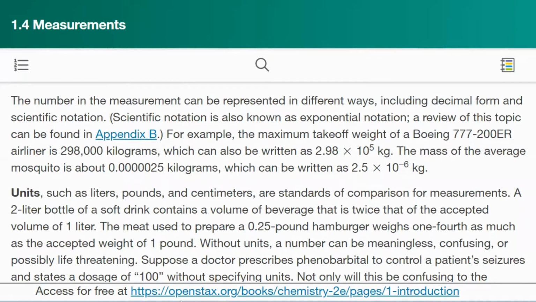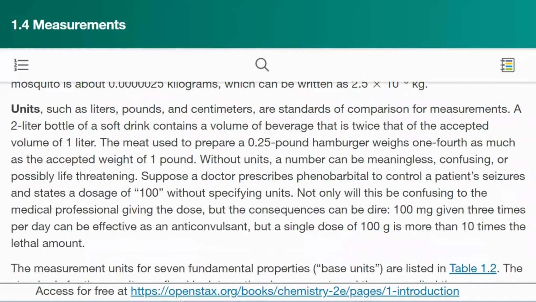Units such as liters, pounds, and centimeters are the standards of comparison for measurements. A 2-liter bottle of a soft drink contains a volume of beverage that is twice that of the accepted volume of 1 liter. The meat used to prepare a 0.25 pound hamburger, that's a quarter pounder, weighs 1/4 as much as the accepted weight of 1 pound. Without units, a number can be meaningless, confusing, or possibly life-threatening.